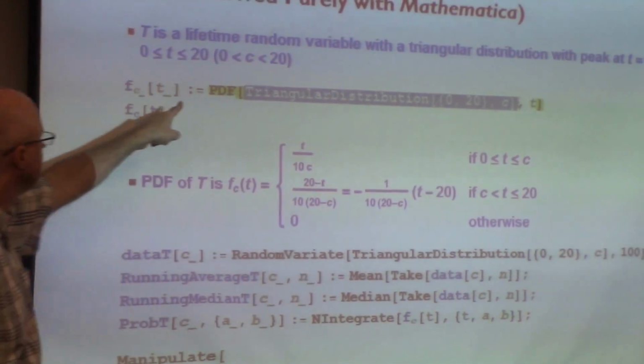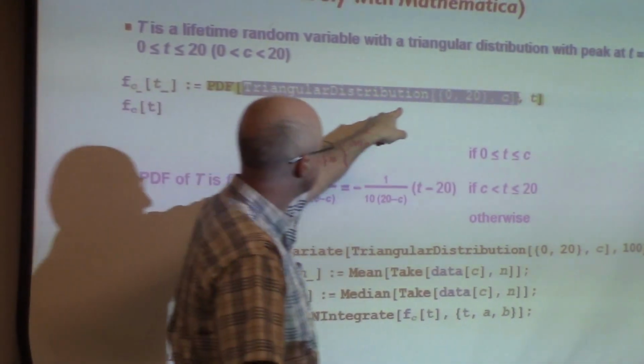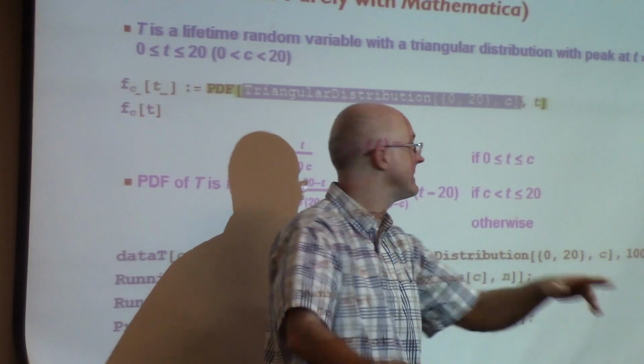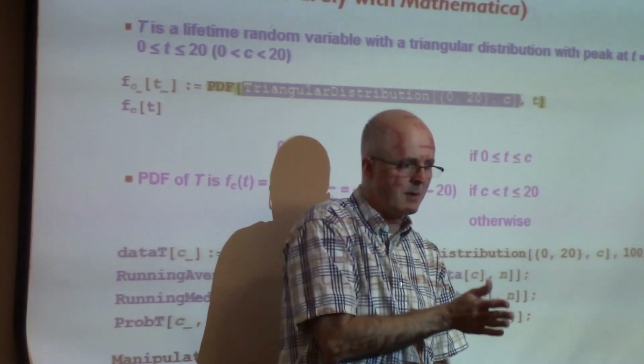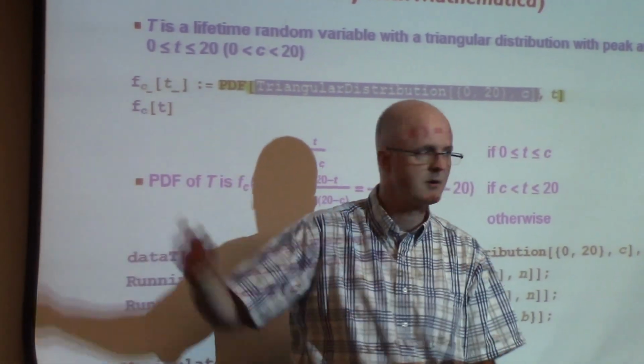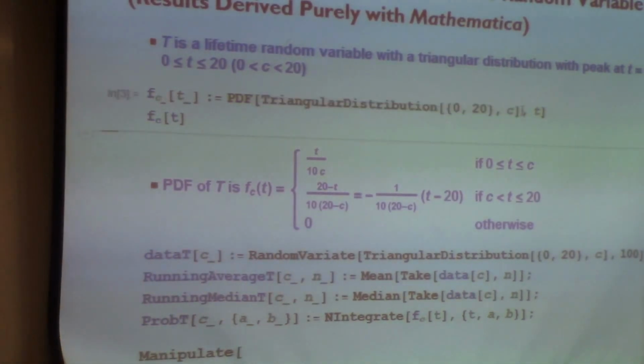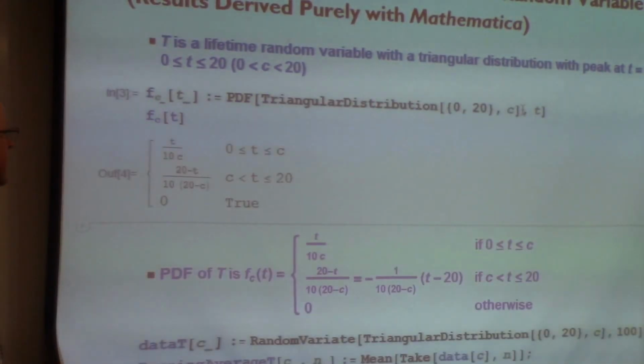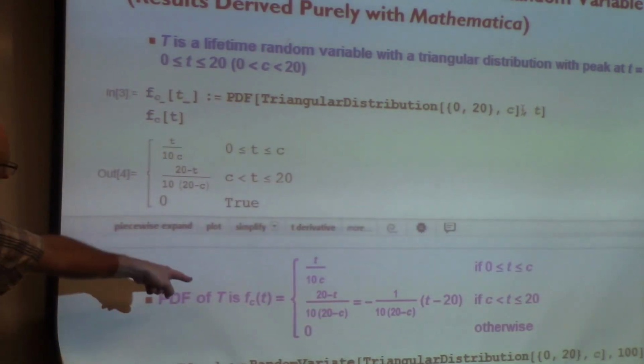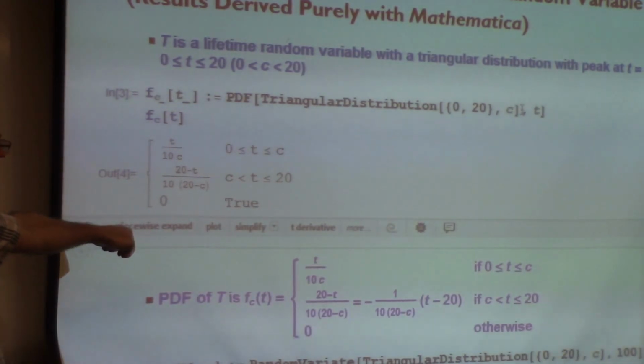And you see I have a PDF in front of it. The 0 to 20 means the domain is 0 to 20. The C there means the peak is going to be at some number C, which could be 10 or 15 or 5. I enter this, and Mathematica does produce a formula for me that's piecewise, which I basically reproduce there with my typing.